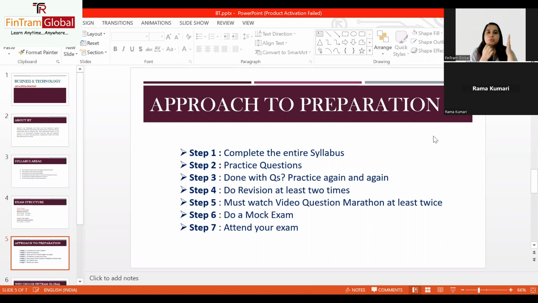Then step four is that you must do revision, at least 2 times. Once is, I would say, mandatory. One should always do at least one revision, but if you do it 2 times, it will be even better. Once everything is completed, we tend to forget what we studied in the first session. So it's important that we revise and keep some time for revision. That's why we should book our exam keeping that in mind.